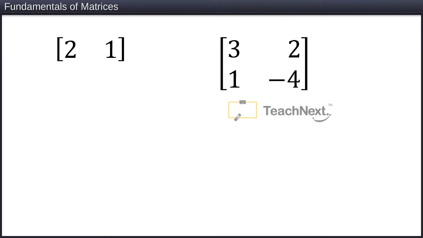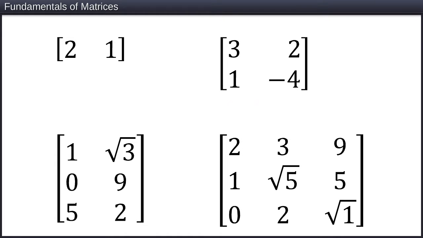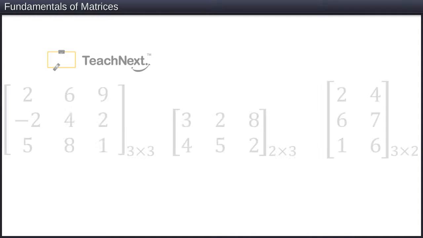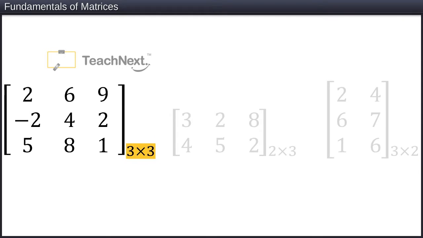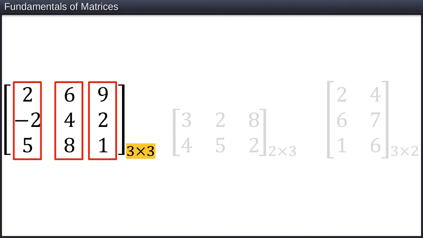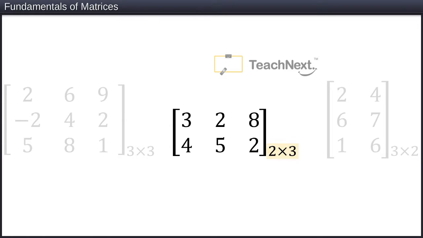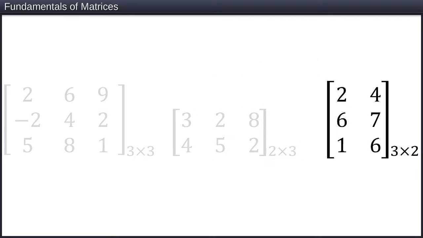There are matrices of varied sizes. The size is termed as order when referring to matrices. The order of a matrix corresponds to the number of rows and columns the matrix has. In the matrices shown, the first matrix is of order 3 by 3, which corresponds to 3 rows and 3 columns. The second matrix is of order 2 by 3, which corresponds to 2 rows and 3 columns. The third matrix is of order 3 by 2.